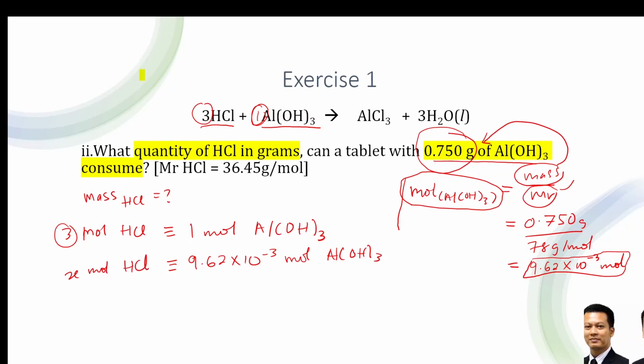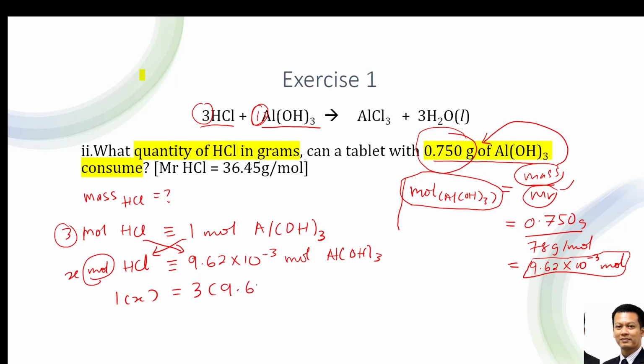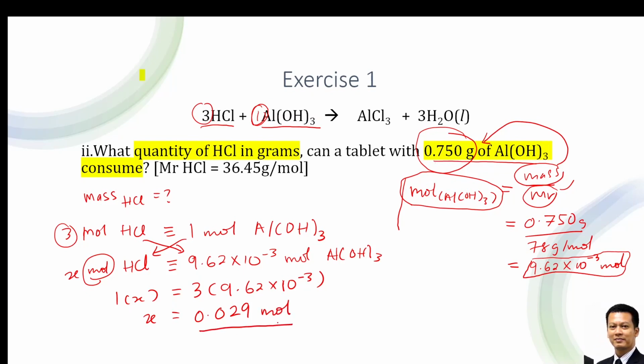Even though we need to find mass, we need to relate with mole first, right? So cross product. 1 times X equals 3 times 9.62 exponent negative 3. You need to calculate this one. So X is equal to 0.029 mole. What is this value? It is the value of X. And what is X? Mole of HCl. So what you calculate here is the mole of HCl.